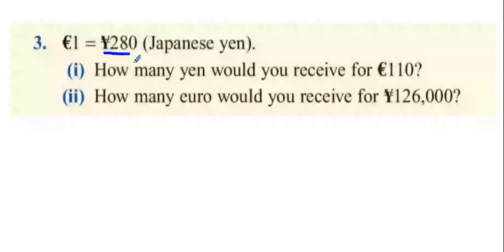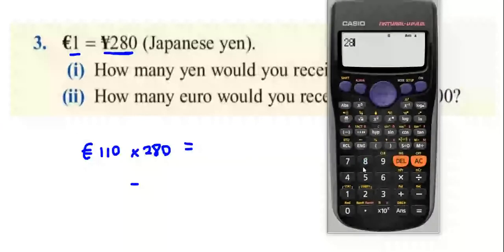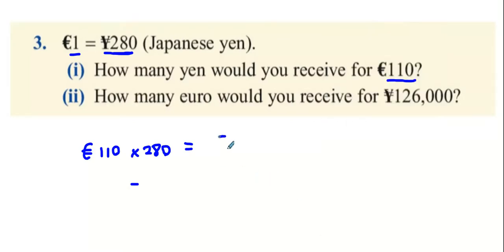€1 is 280 Japanese yen. How much yen would you receive for €110? Now you've got to remember, the number for yen is going to be a lot bigger than the number for euro. So it's going to be 110. You're either going to multiply by 280 or divide by 280. I'd multiply by 280 because the yen number should be a lot bigger than the euro number. So you get 280 multiplied by 110 and you get 30,800 yen. Okay, so put the Y there with the two lines.